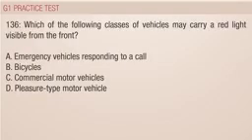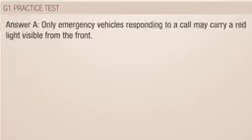Question 136. Which of the following classes of vehicles may carry a red light visible from the front? A. Emergency vehicles responding to a call. B. Bicycles. C. Commercial motor vehicles. D. Pleasure type motor vehicle. Answer A. Only emergency vehicles responding to a call may carry a red light visible from the front.